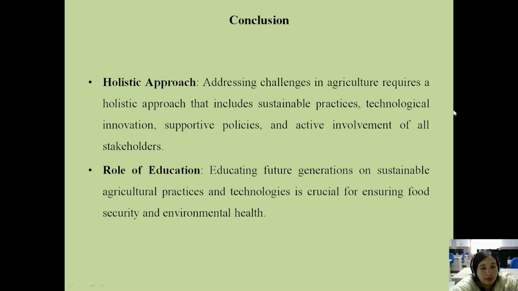This is the concluding remark of today's topic, agriculture. A holistic approach is required to address the challenges before the agriculture sector, that includes sustainable practices, technological innovation, supportive policies of the government of India, and active involvement of all the stakeholders. And the role of education, educating future generations on sustainable agriculture practices and technology, is crucial for ensuring food security and environmental health.